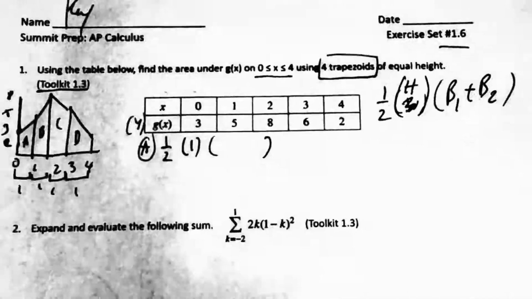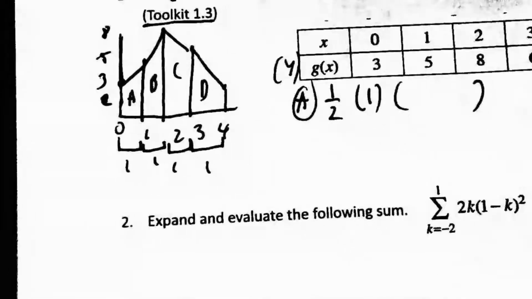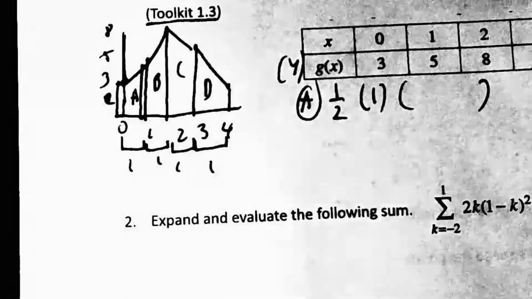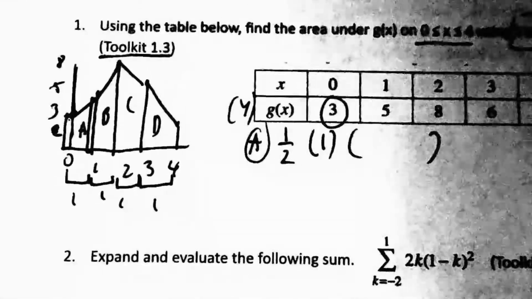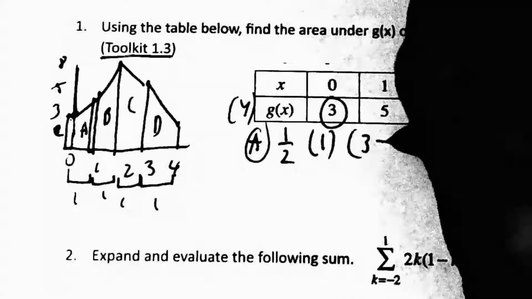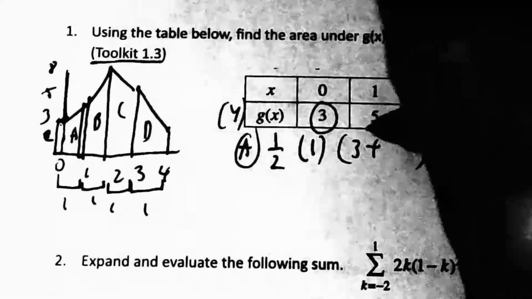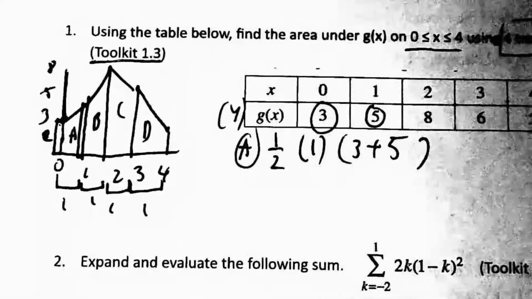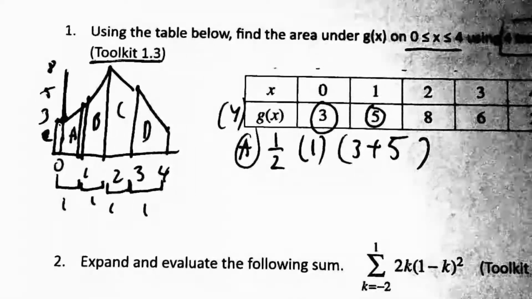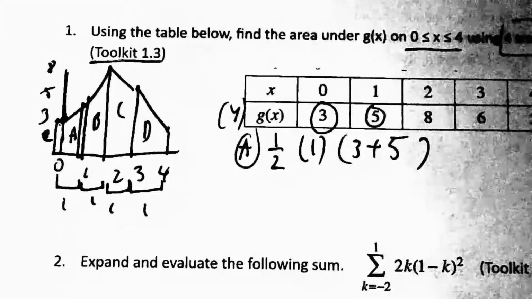Now that part is a little trickier. Now B1 and B2, we're getting from visually it's the height. When we look at it like this, it's the height. So this is B1 right here, and B2 is right here. So B1, my height at 1 is 3. So you put a 3 here. Plus my next height is 5. So the area of the first trapezoid is 1/2 times 1 times 3 plus 5.